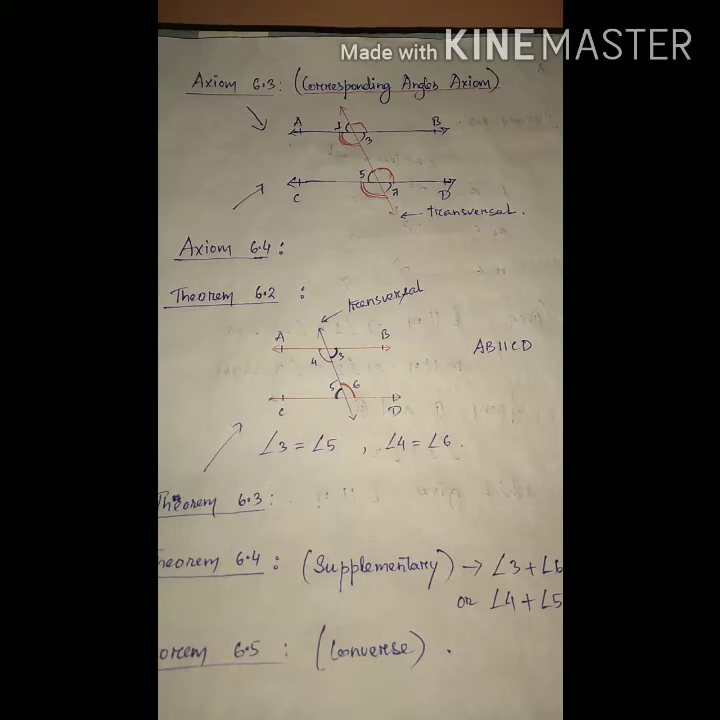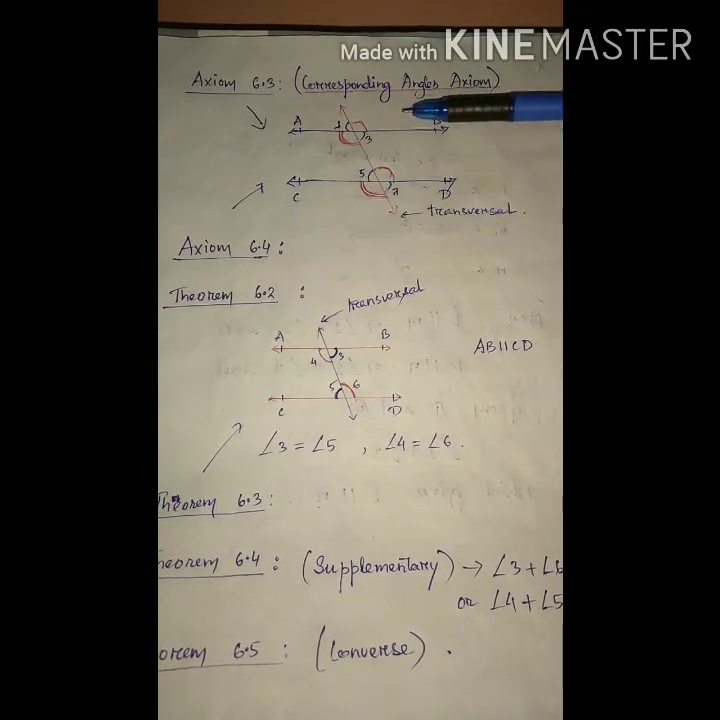What is axiom 6.4? The converse of the earlier one. So if the corresponding angles are equal, that means 1 is equal to 5, 3 is equal to 7, and in this way the other two angles are also given equal, then what can we say? The lines are parallel. Is it clear? Then we can say the lines are parallel. In axiom 6.3 the lines are parallel and we prove corresponding angles are equal. And now in axiom 6.4 the corresponding angles are equal, and now what we need to prove? We need to prove these lines are parallel. Is it clear? Okay.